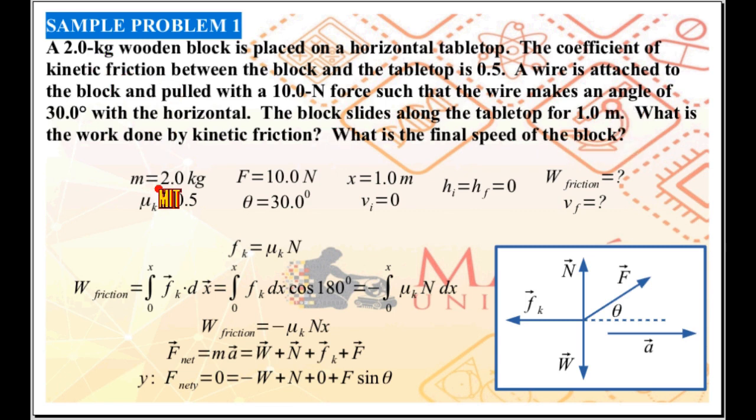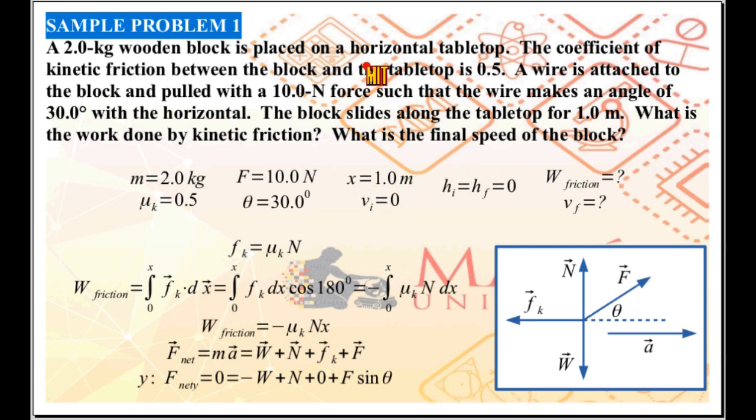So the mass of the wooden block is 2 kilograms. Coefficient of kinetic friction is given to be 0.5. The applied force, 10 newtons. And the angle of the applied force is 30 degrees with the horizontal. The block travels 1 meter, so x is equal to 1 meter.